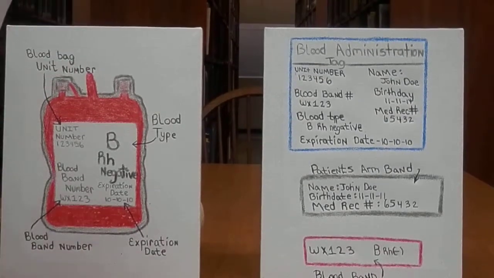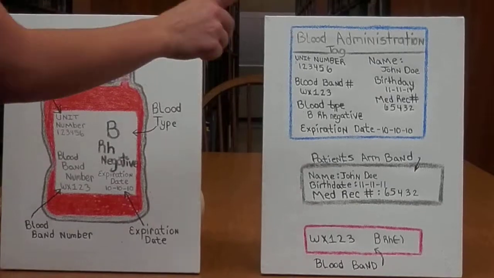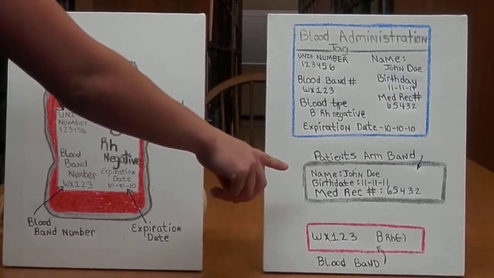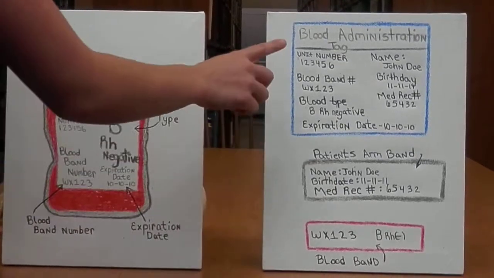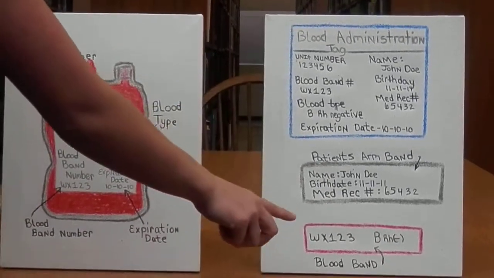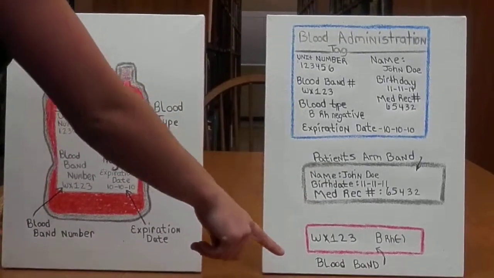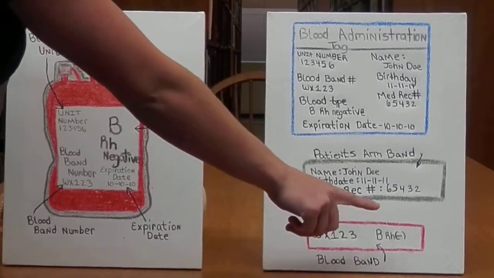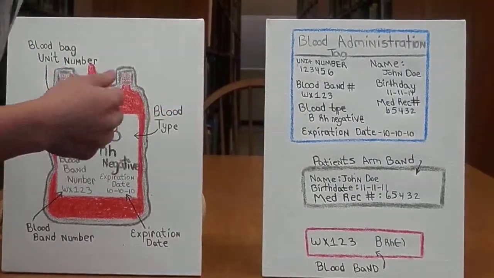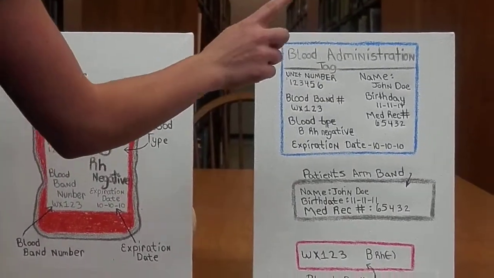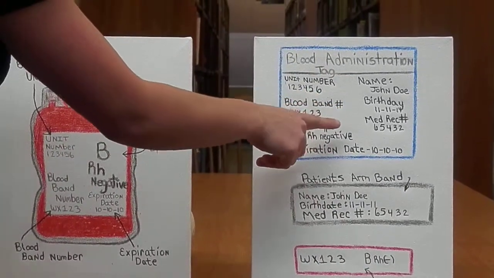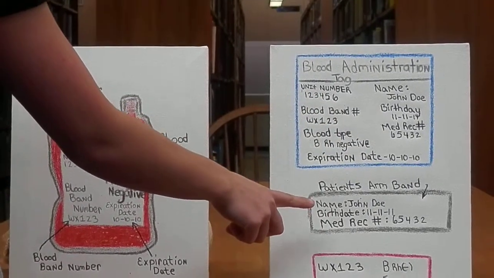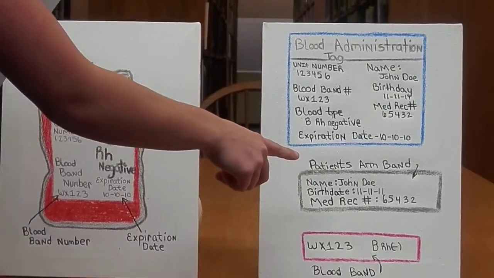Once you have checked those, you'll then want to check the blood administration tag with the blood band and the patient's armband. You want to check the blood administration tag with the blood band number on the blood band, along with the blood type on both of those. You want to check the patient's name, the patient's birthday, and the medical record number on the blood administration tag to the patient's armband to make sure that it is the correct patient before you begin the process.